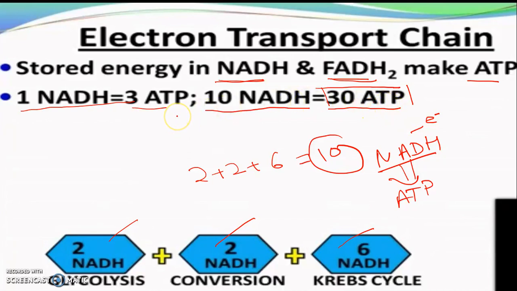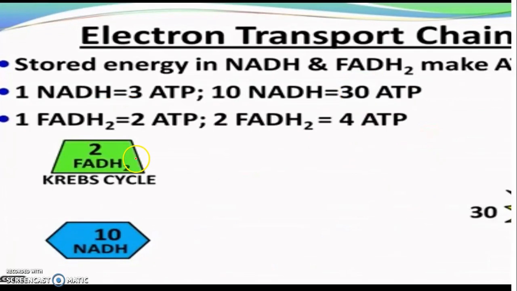I'm not going into detail of the stages of the electron transport chain because they are really complex. Unless you're at a really high standard or you're studying biochemistry, you don't require that. You only need to know that 30 ATP are produced from these 10 NADH during the electron transport chain. So the stored energy in NADH and FADH is converted into ATP in the electron transport chain.